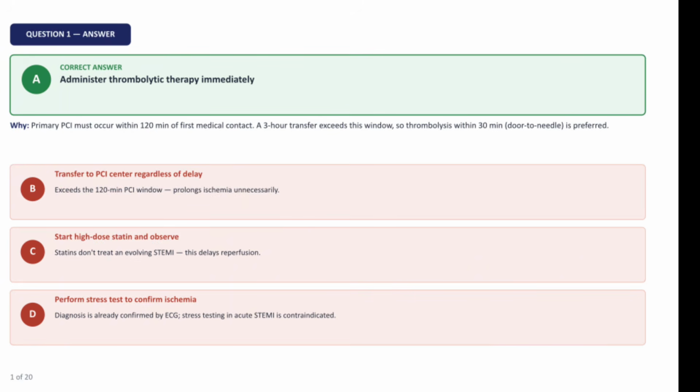And why isn't C correct? Statins don't treat an evolving STEMI. This delays reperfusion. Now, why isn't D correct? Diagnosis is already confirmed by ECG. Stress testing in acute STEMI is contraindicated.